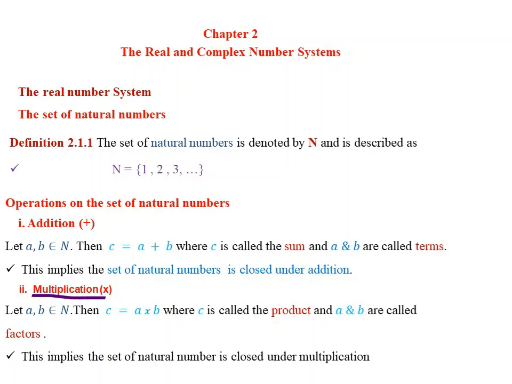Multiplications. Let A and B be elements of natural numbers, then C is equal to A times B. This C is called a product or a multiple, and A and B are called factors. The product of any two natural numbers is a natural number, so the set of natural numbers is closed under multiplication.